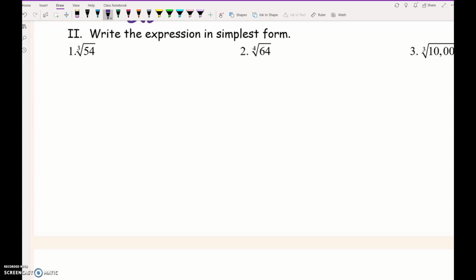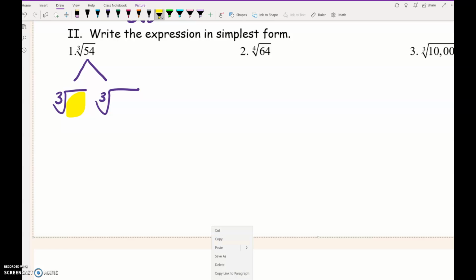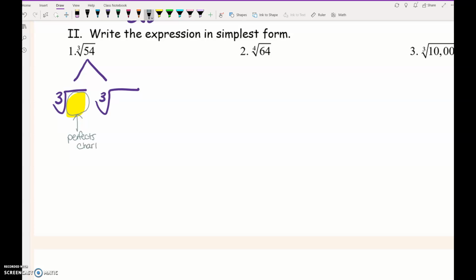This class is a little bit dramatic. So we have the third root of 54. We are going to split this into the third root of something times the third root of something. This first thing needs to be on the perfects chart. So this number needs to come from the perfects chart. That way we can actually evaluate it.